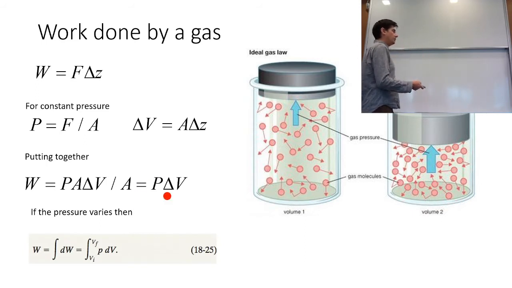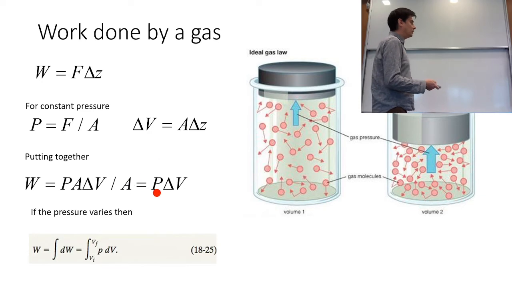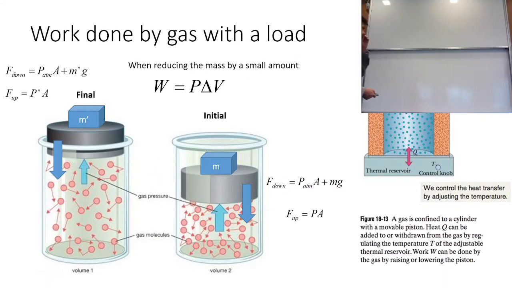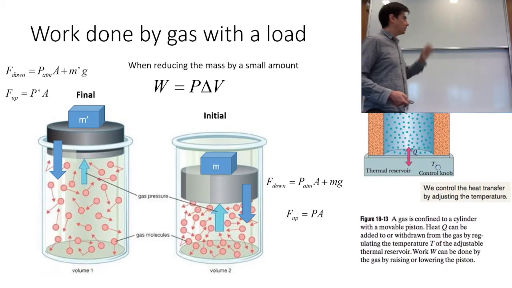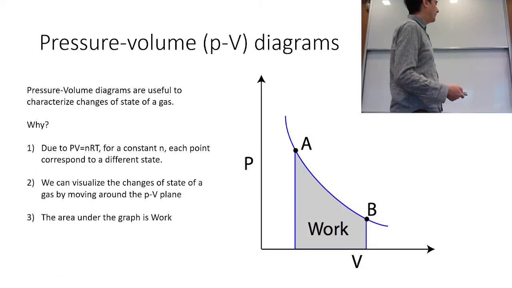And if the pressure is changing, then you need to integrate it. That's a lot like how if the force is changing, you need to integrate it instead of just multiplying it. But if it's a constant pressure, then it's just P times delta V. And this was just talking about how to think of this in terms of forces.